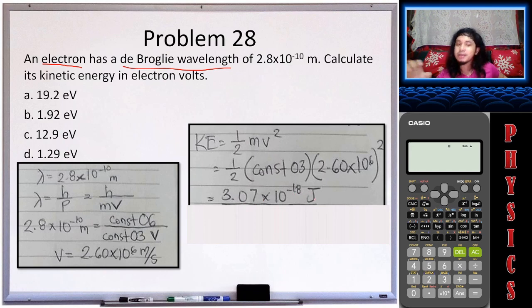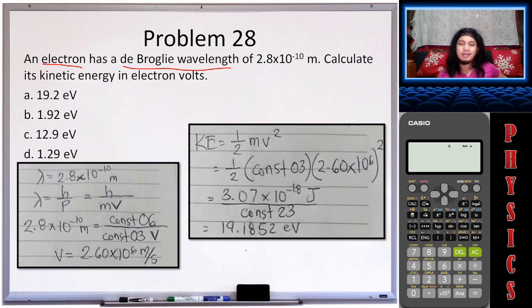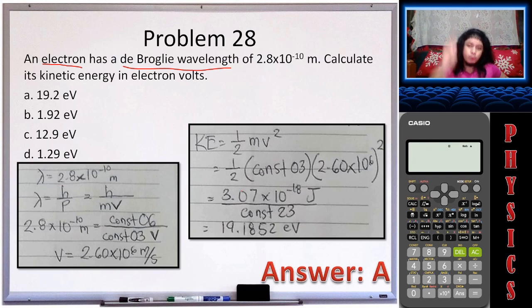But, di pa tayo natatapos yan, di ba? Kasi po yung mga units natin puro electron volt. Sobrang liit na kasi yan eh. To make it significant enough, we divide it with electron constant 23. Ang dami natin ginamit na constant, oh. Constant 23, constant 03, constant 06. That's it, no? We find that the value of the kinetic energy in electron volt is 19.1852, or letter A. No, 19.2 electron volt. Easy. Pew! Bam! Easy.